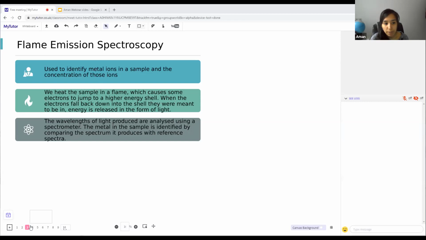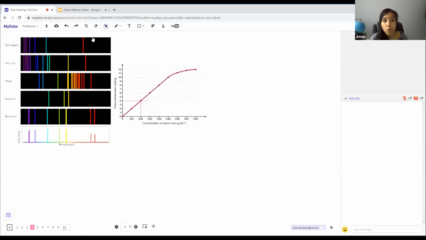So let's have a look then. This is typical of what's produced. These are some of the reference spectra of some of the 5 metals that we might look at. For example, this is the spectrum for hydrogen, helium, neon, sodium, and mercury. And then you might get a sample like this, which is, for example, the one that we tested. Does anyone want to have a go at telling me which metal that is? We compare this to all these metals and see which one matches. Does anyone want to have a go at telling me which of the 5 metals this one is?